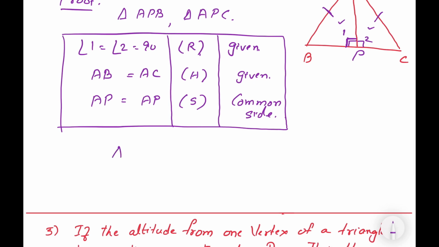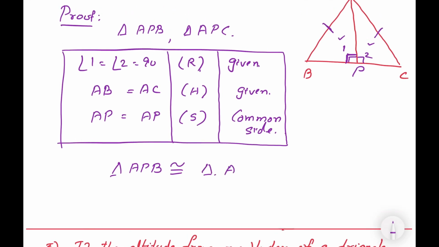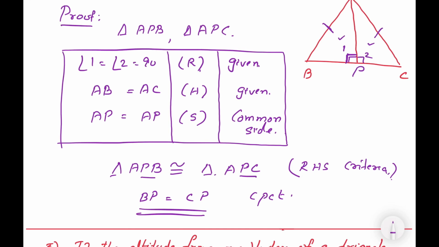Now, we will write the sequence. Triangle APB is congruent to triangle APC, with A corresponding to A, P again P, and PB is PC. RHS criteria. From this we can say BP equal to CP, CPCT. So, that is what we have to prove: the altitude bisects the base. So, BP equal to PC.